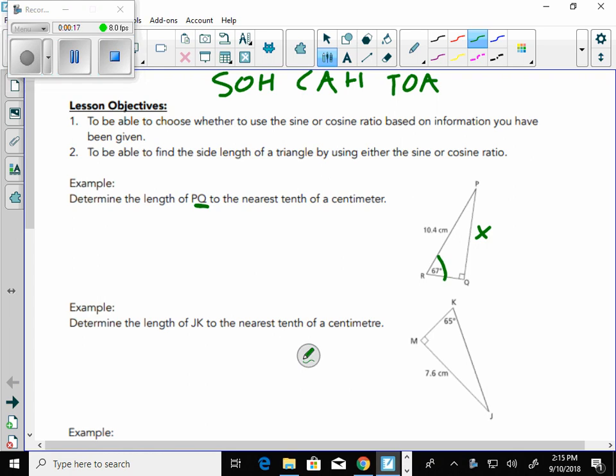this 10.4, would be my opposite. No. Hypotenuse. It's the hypotenuse, right? It's directly across from the 90-degree angle. So this is height. The one I'm looking for isn't touching the angle at all, so that is my opposite. Good.